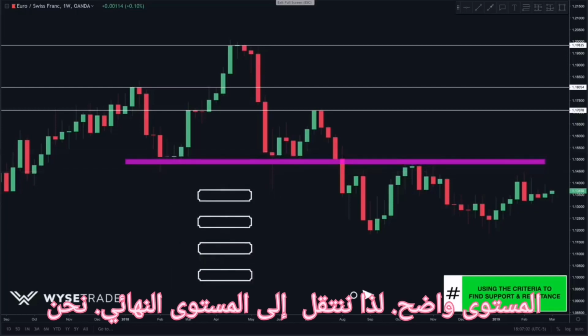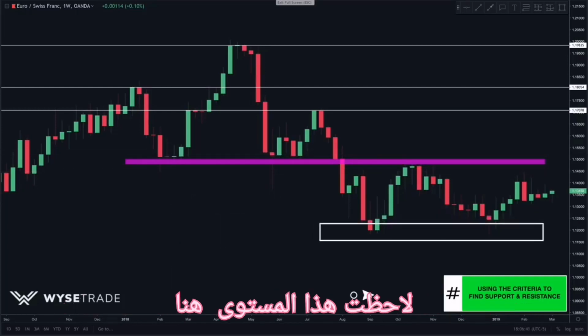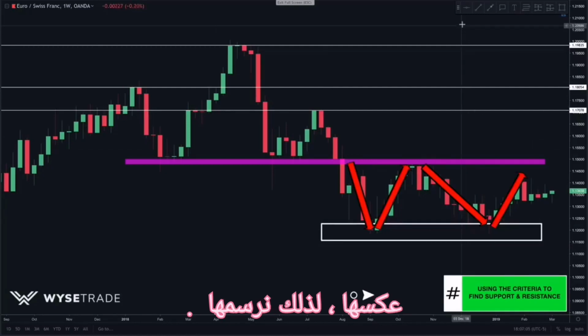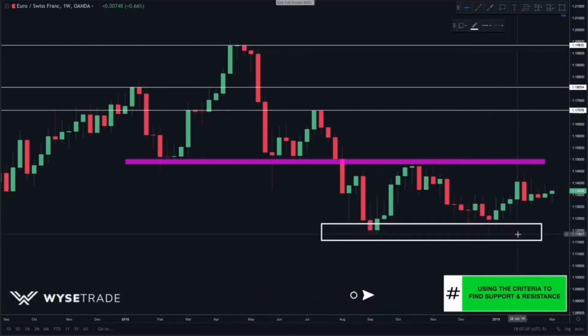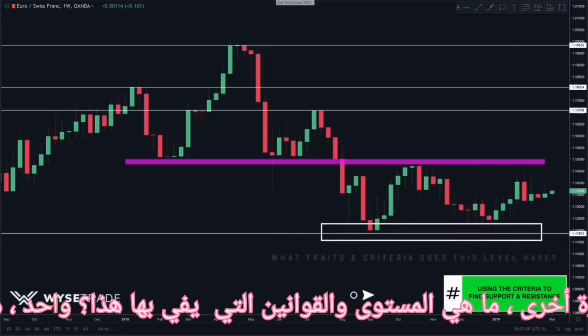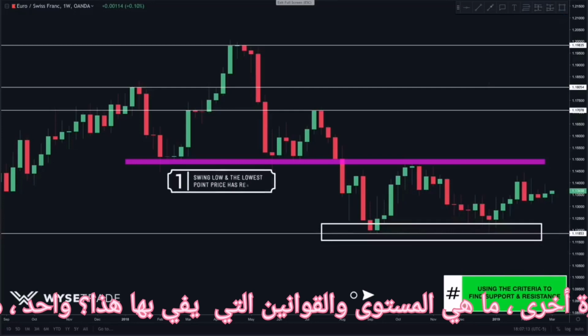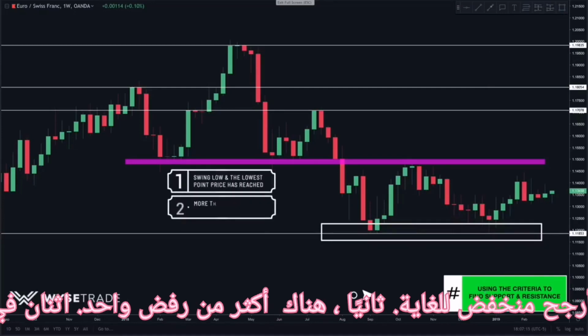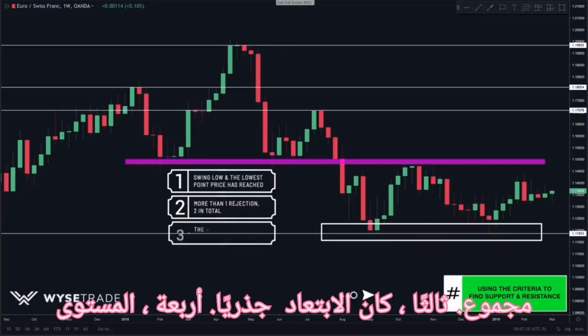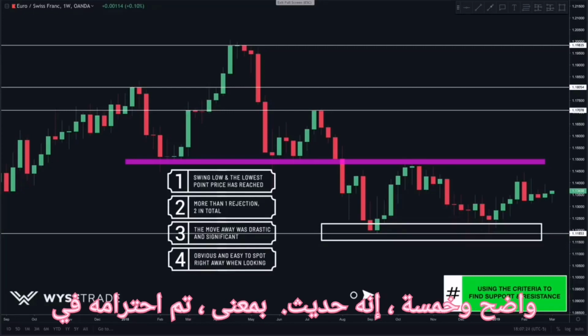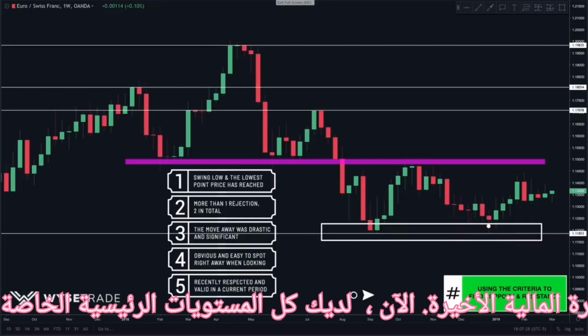So moving on down to our final level. We notice this level here where price came down, hit, and reversed from, so we draw it in. Again, what criteria does this level satisfy? 1, it is the extreme swing low. 2, there's more than one rejection, 2 in total. 3, the move away was drastic. 4, the level is obvious. And 5, it is recent, meaning it was respected in a recent time period.